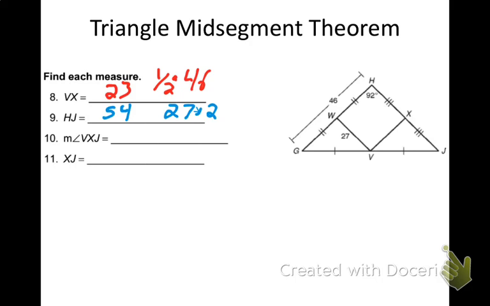All right, now comes the tough one here. Angle VXJ. So I want this angle right here, this purple angle. Now, some of you might be looking up there going, they don't give us enough information on that triangle to find that. But you can find VXJ. What are you thinking, Max?